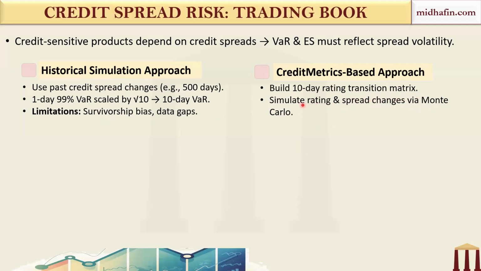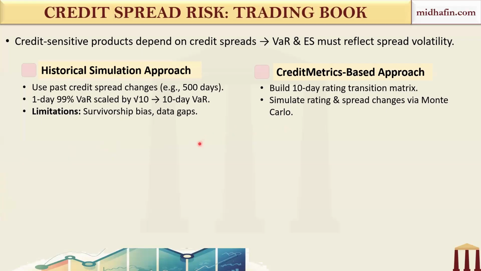And it shows the probability that a company's rating changes from, say, A to triple B over a 10-day period, let's say. Then we use Monte Carlo simulation. In each simulation trial, we determine each company's new rating at the end of 10 days using the rating transition matrix to decide whether it stays the same, gets downgraded, or defaults. And alongside the rating change, we also sample credit spread change from a probability distribution which corresponds to the company's final rating. So this way, both the rating movement and the spread adjustments are captured together.